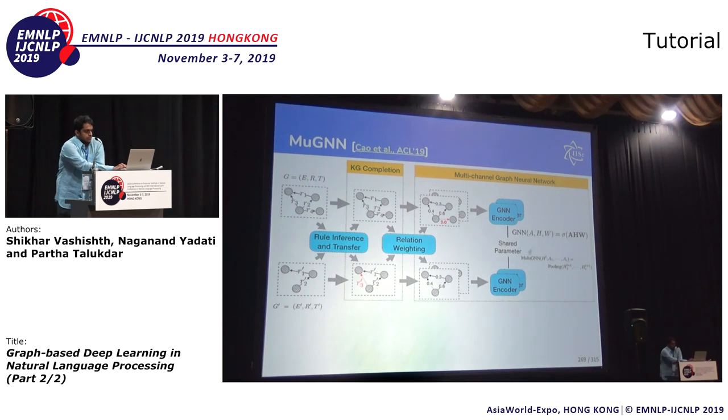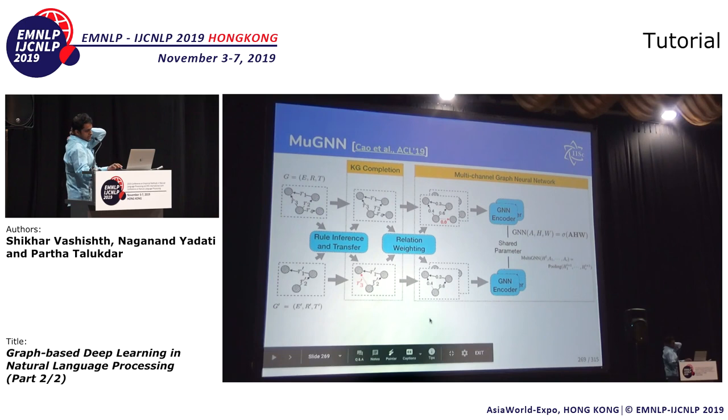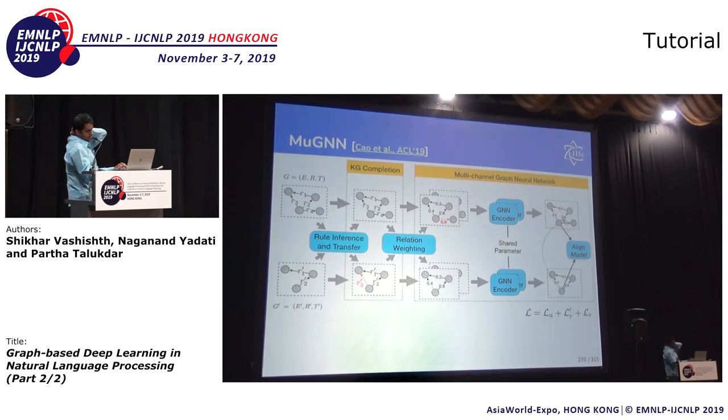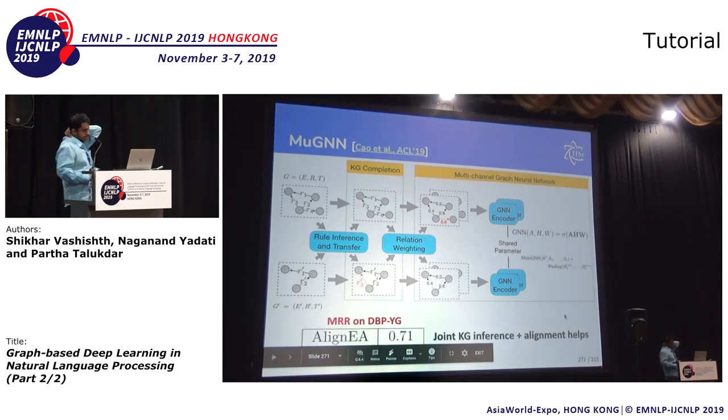So now they propose multi-channel graph neural net, which is essentially pooling of the different representations which we obtain from different layers, right? Different channels. So we have a self-attention channel and the cross-KG attention channel. So now we can align the entities in the two knowledge graphs using a joint loss function: the alignment loss function and the relation prediction loss function, right?